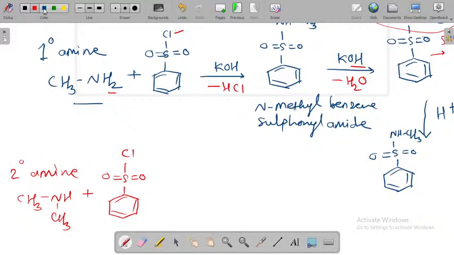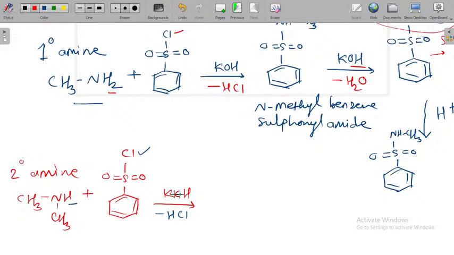Now see here, in this first step, this Cl and one of the hydrogen atoms are going to form a byproduct, that is HCl, as we have written in the first step for the primary amines. So this is the byproduct, minus HCl, and the reaction takes place in presence of KOH. The first step is the same for both these reactions.